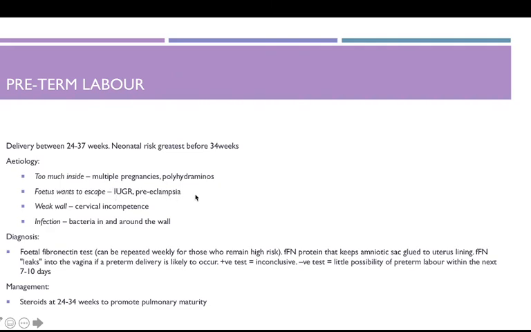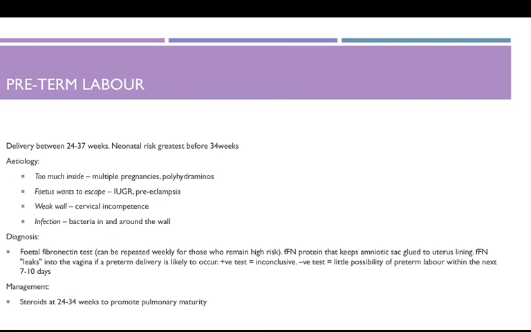So this is where you would actually induce preterm labour because of risk to mother and risk to fetus. Weak wall, so cervical incompetence. This can sometimes happen, especially in women who've had a loop excision. So it's a form of treatment for cervical intraepithelial neoplasia. It can lead to cervical incompetence, and that might cause preterm labour, or infection, so bacteria in and around the wall.